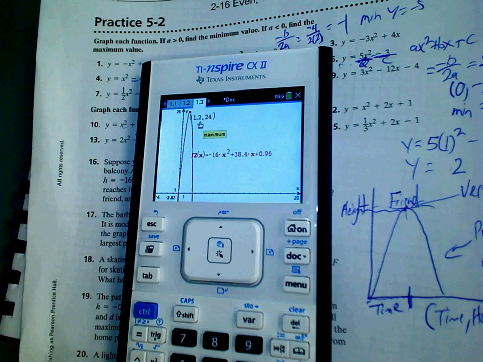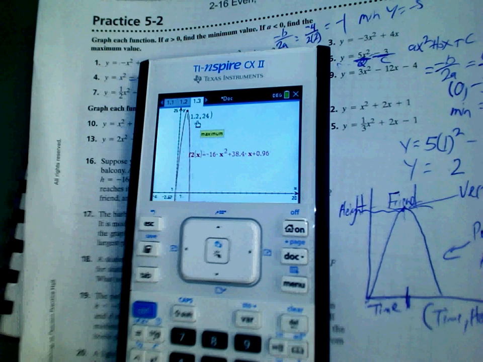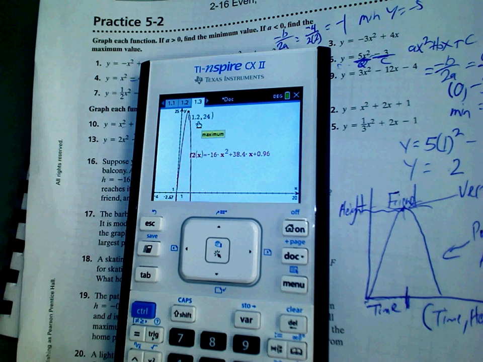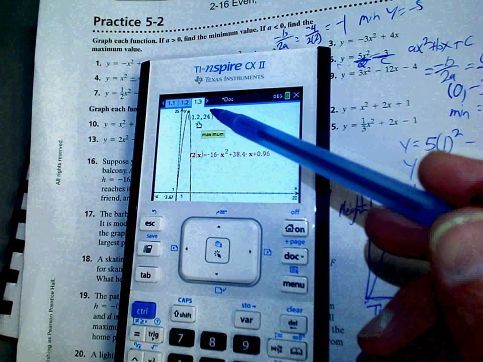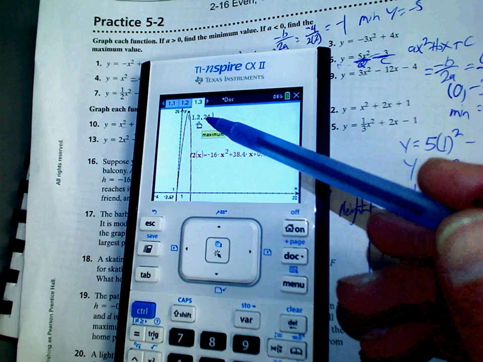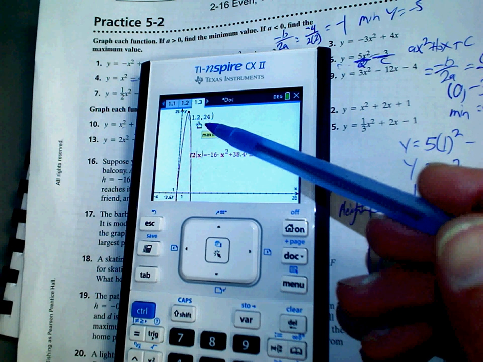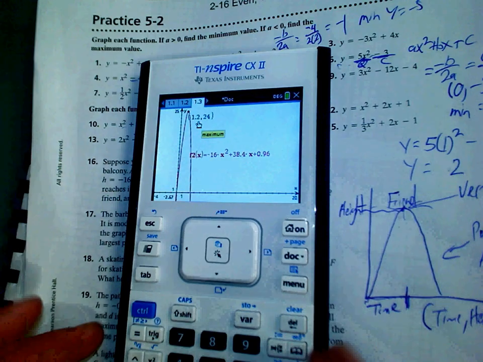Very good. 1.2 is the time. 24 is how high. There is the amount of time it took. And miraculously, the friend caught it at 24. What are we talking about? Feet? Feet? Wow. I'm amazed by two things.